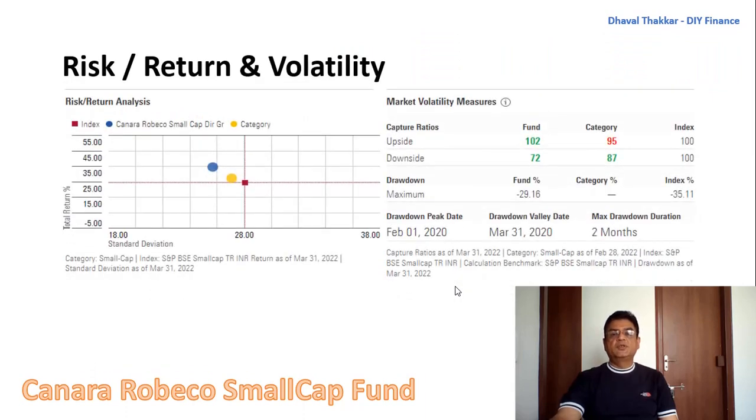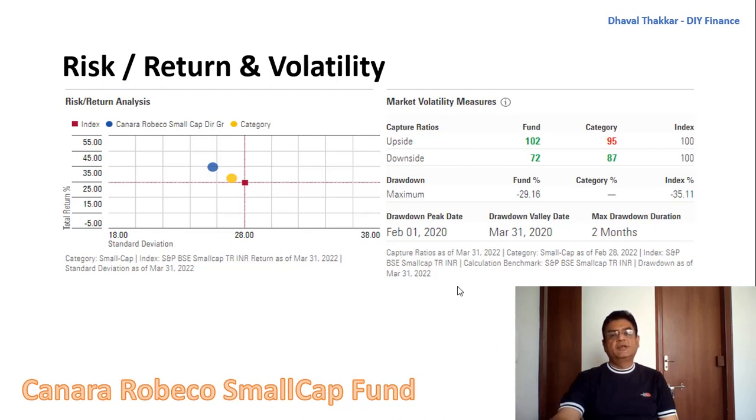The upside capture ratio is the measure of how much the fund performed relative to the index during the period when the index rose. Here, the value is 102, which indicates that the fund outperformed 2% more than the index during the rise period. Here, higher the value is better.